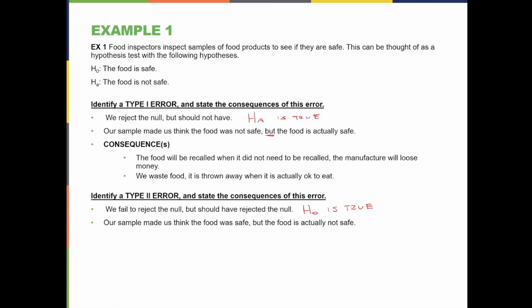So remember, this is an error. We think H0 is true, but H0 is actually not true. In a type 1 error, we reject the null. We think HA is true, but it is actually not true.